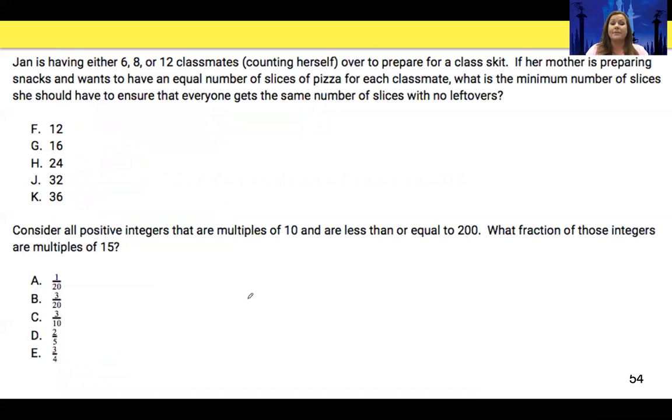Here you've got Jan. Somehow she knows she's having either 6, 8, or 12 classmates, and she is going to order pizza. Well, she wants to make sure everybody gets an equal number of slices, there's no leftovers, and nobody's complaining. So basically, this is the least common multiple question here, finding the common denominator. When I look at the numbers, I see that 12 is a multiple of 6. So I really just need to find the least common multiple of 8 and 12, and that is going to end up being 24. 8 times 3 is 24. 12 times 2 is 24. 6 times 4 is 24.